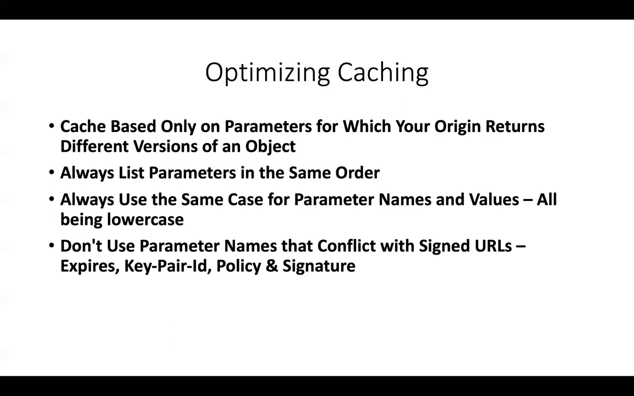Also use the same case, whether you're using uppercase or all lowercase for your parameters. It's very important because that also improves your caching strategy. And if you use parameter names that conflict with signed URLs, please don't do that. When you are creating a signed URL, you have to specify the expiration of your signed URL using the Expires parameter. You also have to give it a Key-Pair-Id, a Policy, and a Signature. The policy allows you to restrict the access that is given through that signed URL. If you use any one of these 4 parameters as one of your query string parameter names, it will not work and your caching will not work properly.